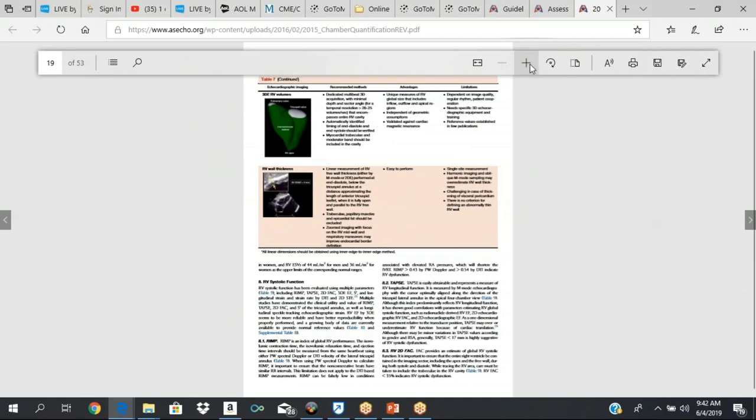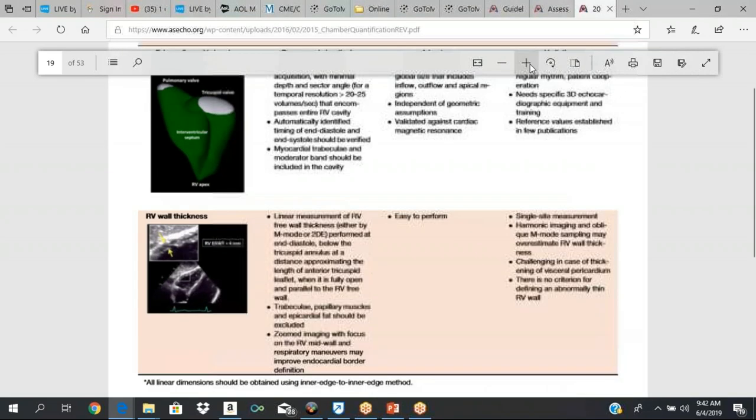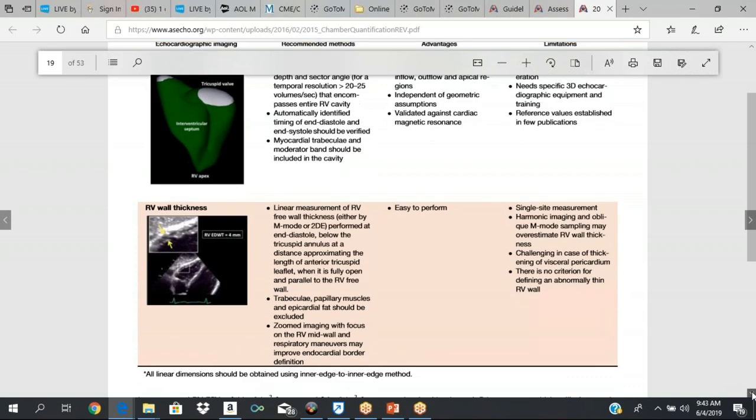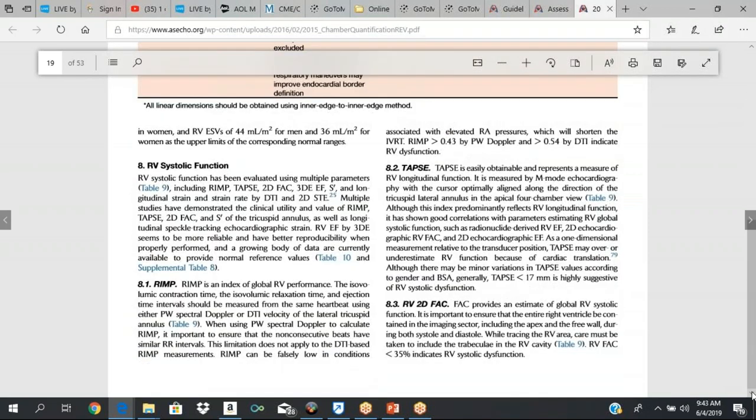All right, so what about RV systolic function? You're gonna do your measurements pretty much the same way. All right, so the RV systolic function has been evaluated using multiple parameters. We can use RIMP, TAPSE, 2D fractional area change, three-dimensional ejection fraction, S prime, and longitudinal strain and strain rate by Doppler tissue imaging and two-dimensional speckle tracking echo.